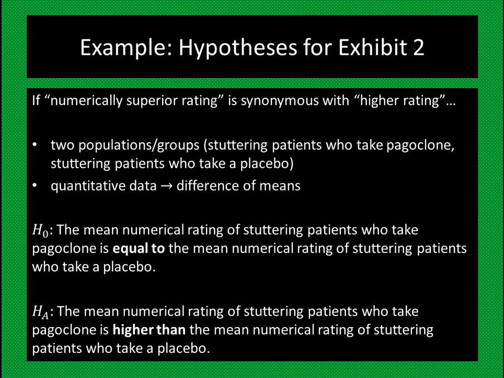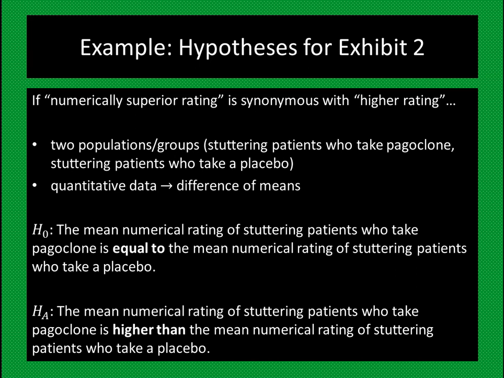We have stuttering patients who take pagoclone and stuttering patients who take a placebo. And the type of number being compared is a mean, since we have quantitative data. So that's where a mean is going to make sense. It will be a difference of means, not a difference of proportions, and that may not be the way that it works for Exhibit 1. With writing out the hypotheses, the other things that we're going to need would be the specification, which I suppose here the specification would be numerical rating, and then the equality in the null hypothesis and inequality in the alternative.